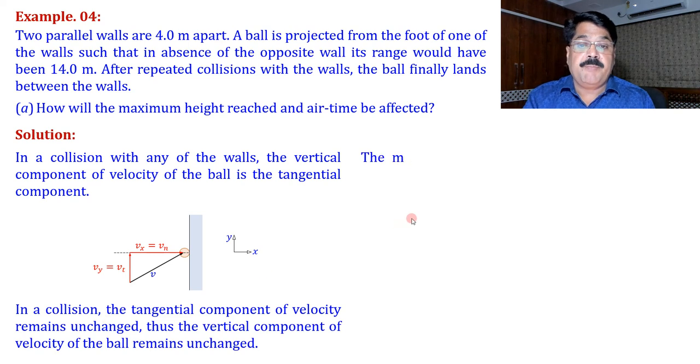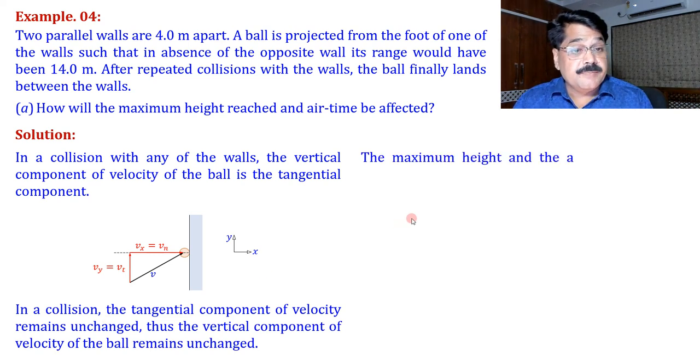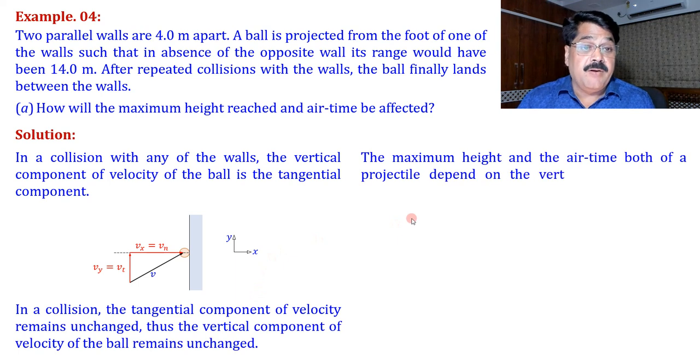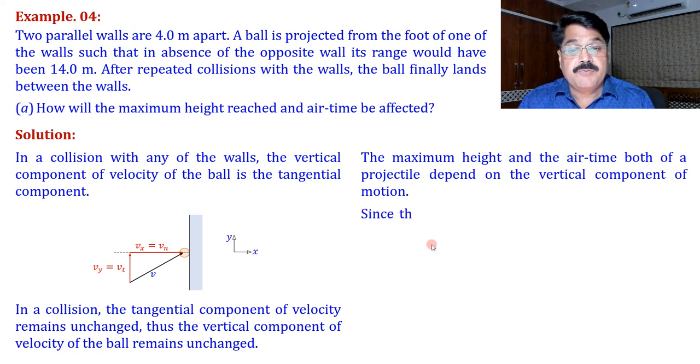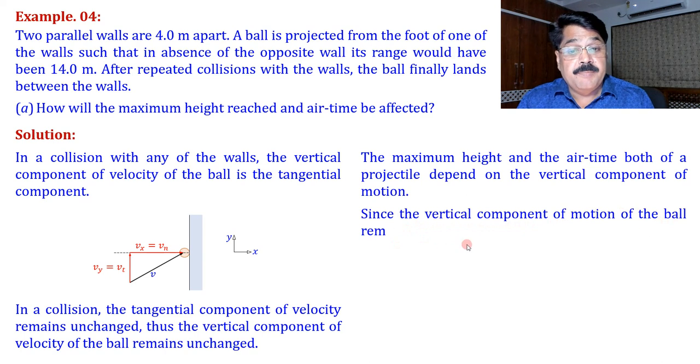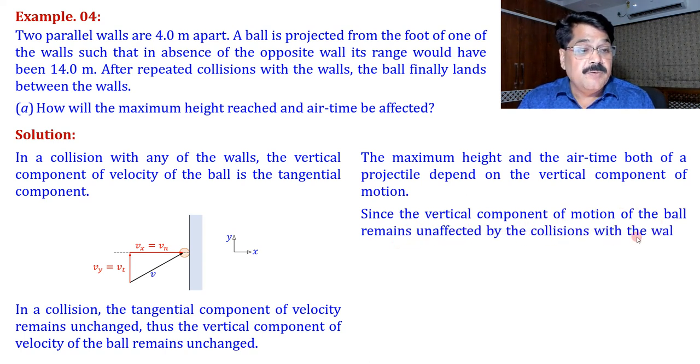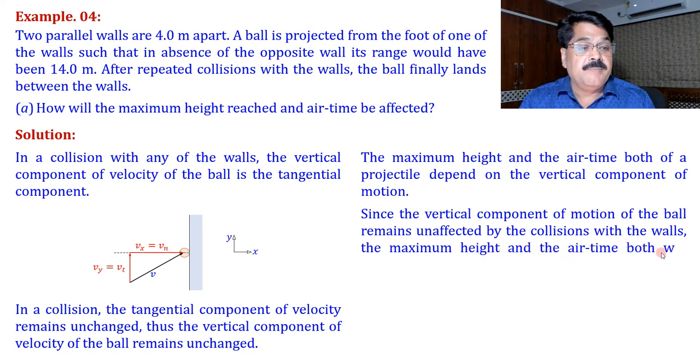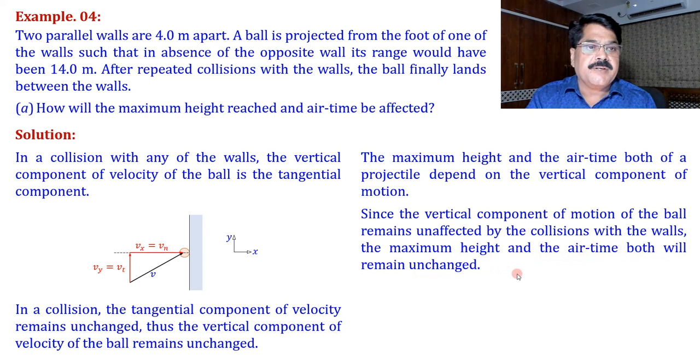So what can we write from here? The maximum height reached and the air time of a projectile both depend on the vertical component of motion, and that is unaltered by these collisions. So what can we say? Since the vertical component of motion of the ball remains unaffected by the collisions with the walls, the maximum height and the air time will both remain unchanged. So that is very remarkable.